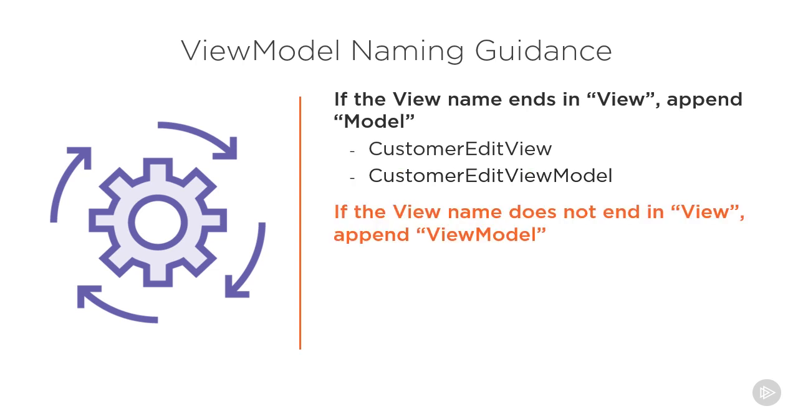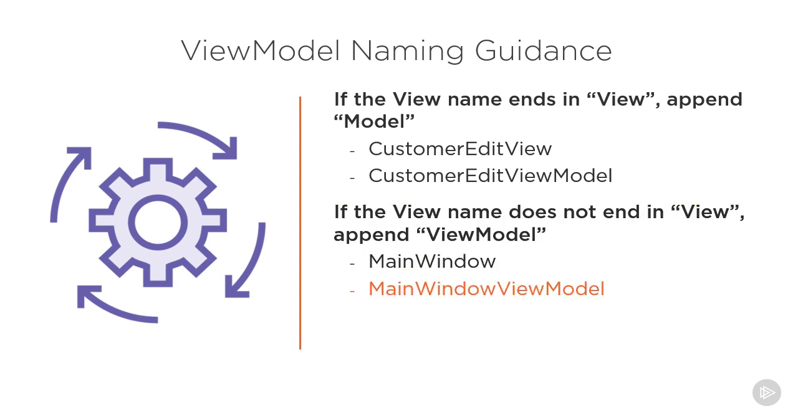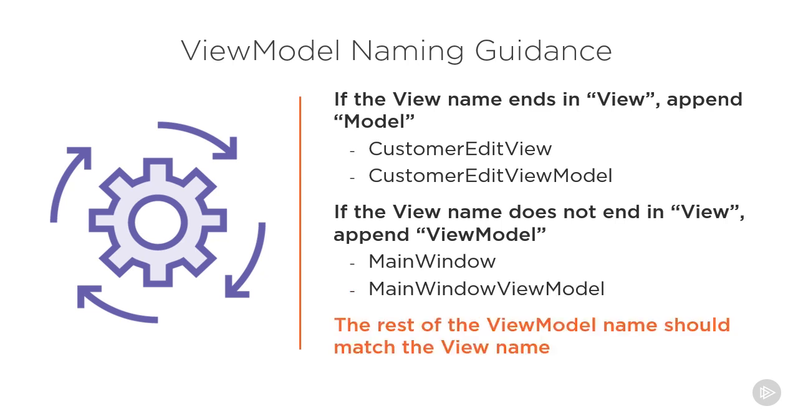If you have a view whose type name does not end in view, then simply append view model to the end of the view type name. An example of that would be if your main window has a view model, it could be called Main Window View Model. Basically, the beginning part of names of the view and view model should match, with only the suffix differentiating which is the view and which is the view model, but making it easy to associate them.